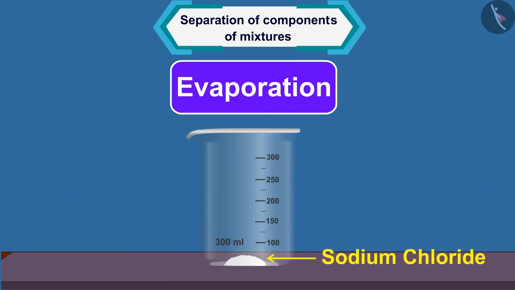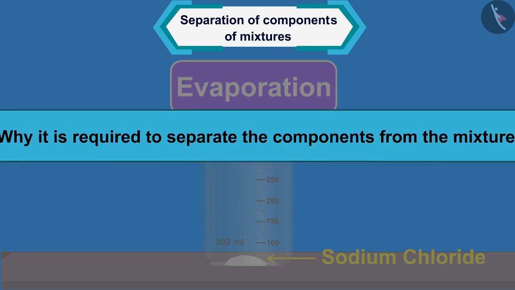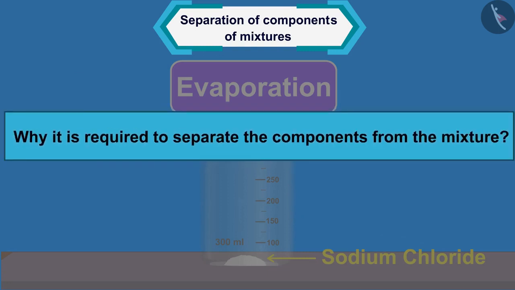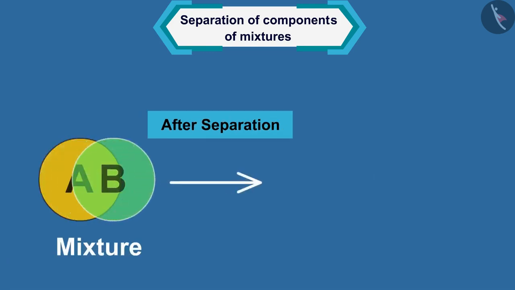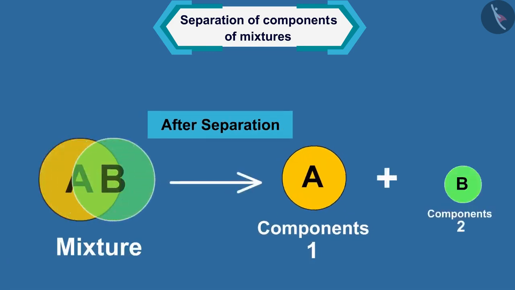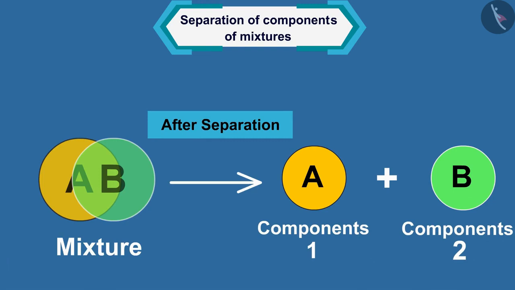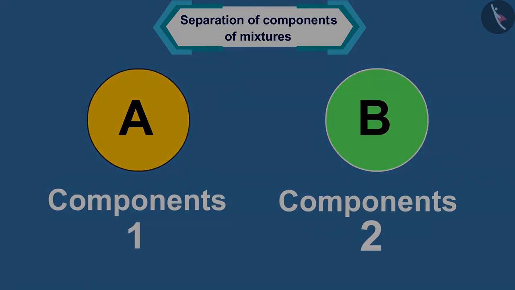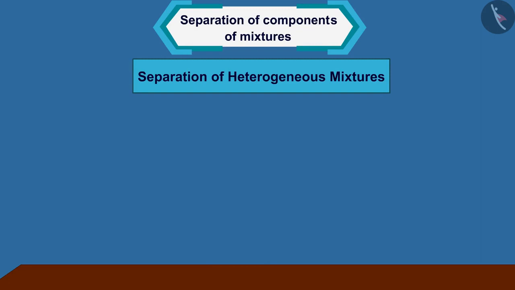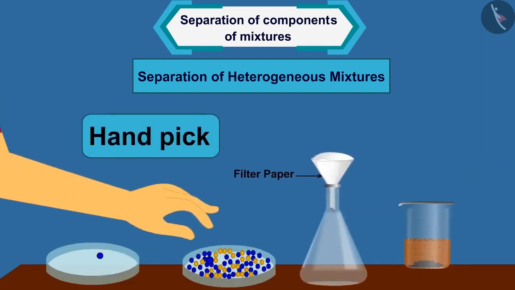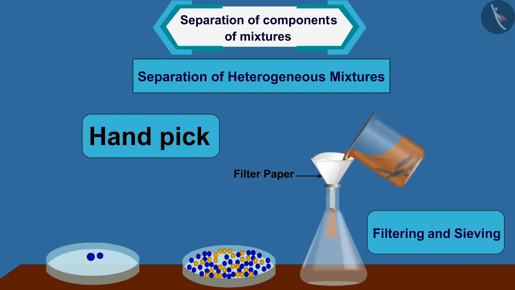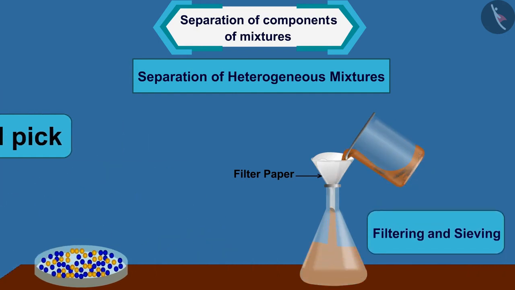But you may be wondering, why is it required to separate the components from the mixture? Separation makes it easy to obtain and use information about each component of the mixture. The heterogeneous mixture can be separated by simple physical processes such as selecting by hand, filtering and sieving, etc.